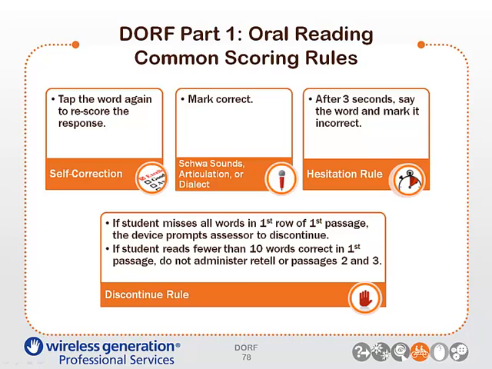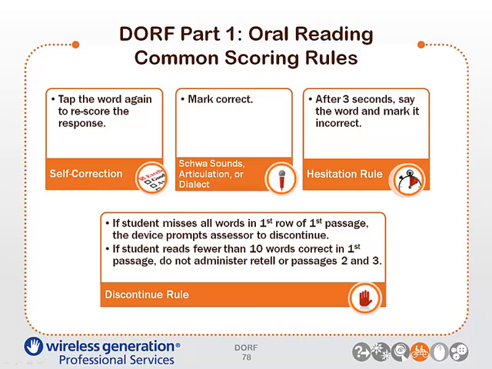If a student self-corrects, tap the word, it will turn the word correct. If a student self-corrects, you will tap the word once to mark it incorrect. You will tap it again, and the SC will show up, and it will turn the word green. You do not mark schwa sounds, articulation, or dialect incorrect.